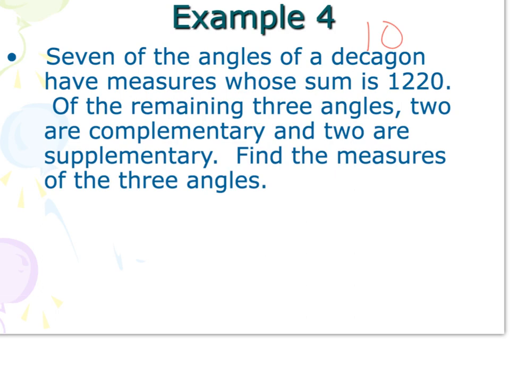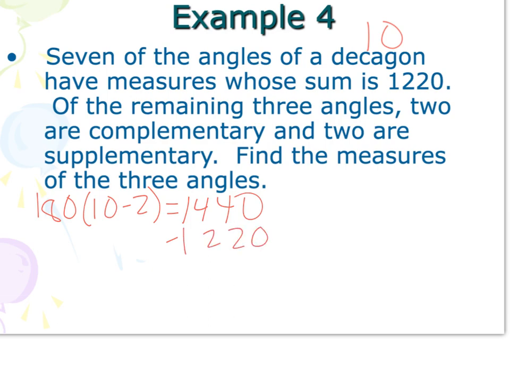Alrighty, so first off, how many degrees are in a decagon? How many degrees total for my decagon do I have? Well, 180 times 10 minus 2 would tell us the sum of my interiors. In other words, 180 times 8, that's 1440. So how many degrees are left for those remaining 3? If I subtract 1220, that'll tell me what I'm working with. So 220, right? Okay, so that's what I'm working with for my remaining 3.